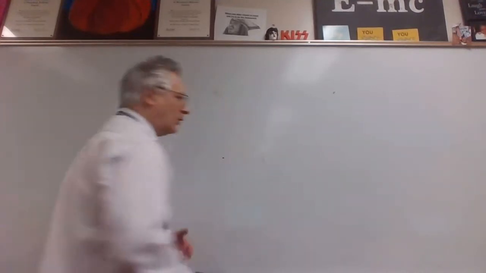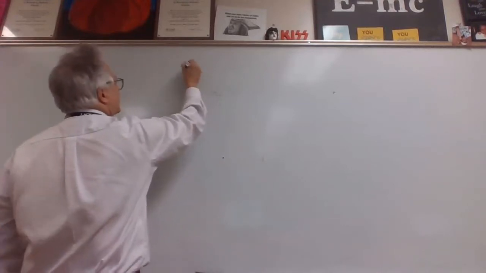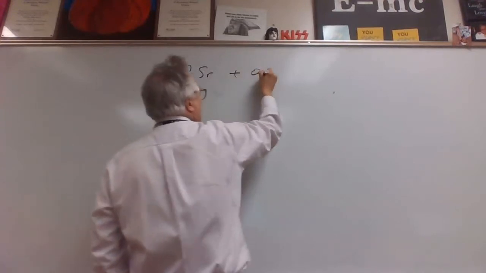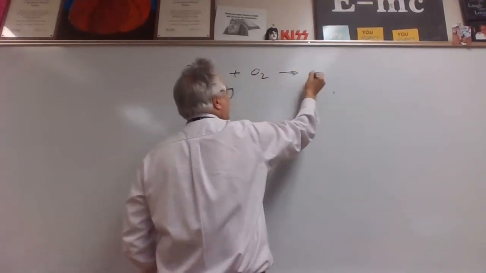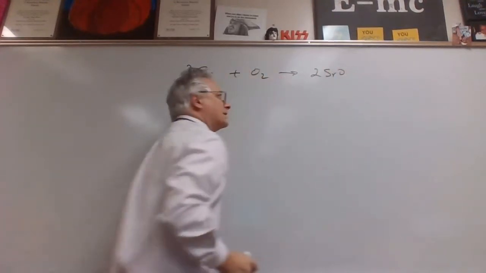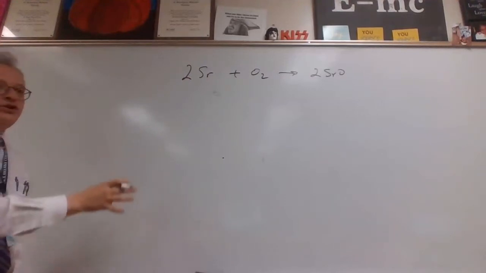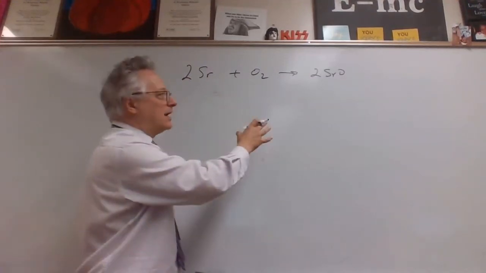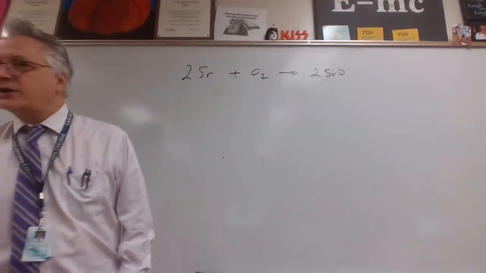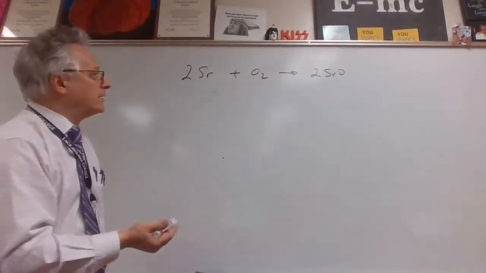And then we would look at chemical reactions. Let's say, for example, I've got a chemical reaction like this: 2 strontium plus oxygen to give 2 SrO, 2 strontium oxide. And I say to you, which of the species are oxidized, which are reduced? Write the oxidation half reaction and write the reduction half reaction. So let's go and break this apart.